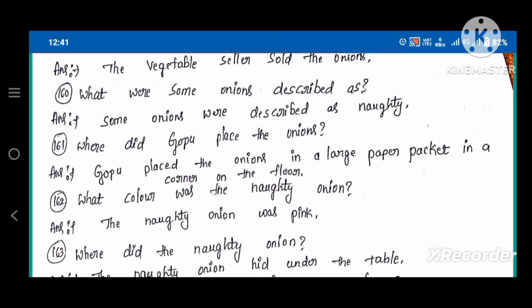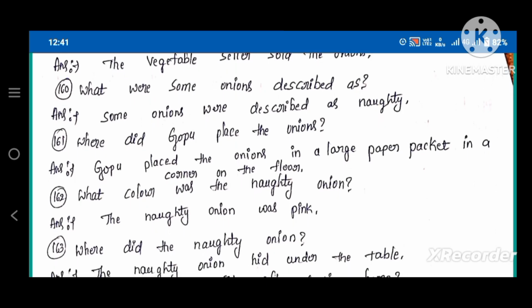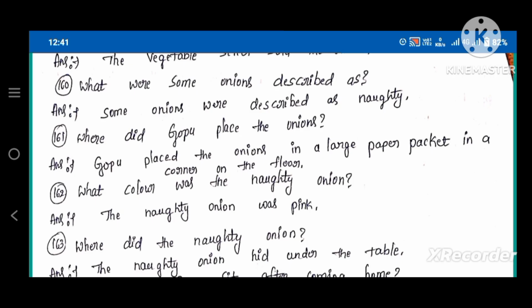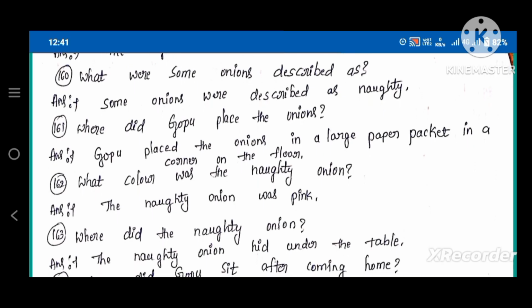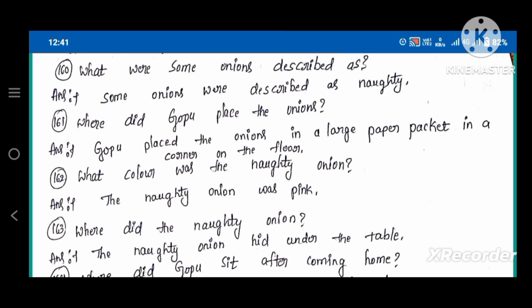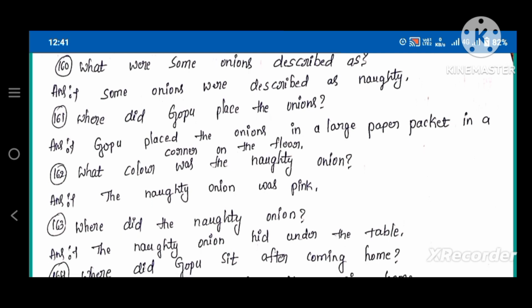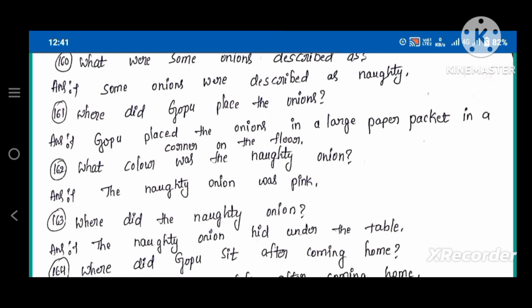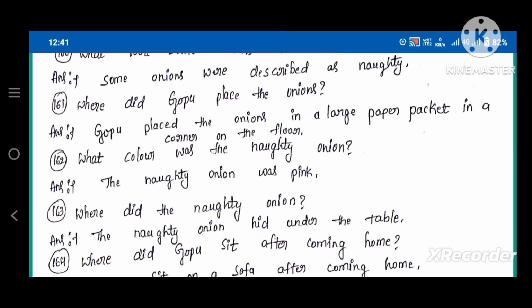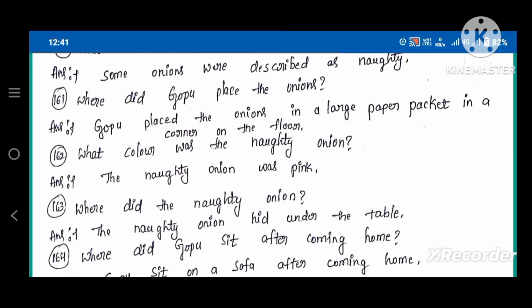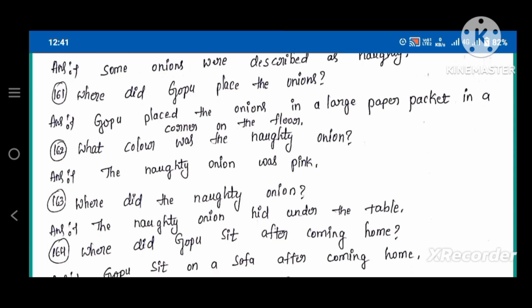What were some onions described as? Some onions were described as naughty. Where did Gopu place the onions? Gopu placed the onions in a large paper packet in a corner on the floor. What color was the naughty onion? The naughty onion was pink. Where did the naughty onion hide? Under the table.